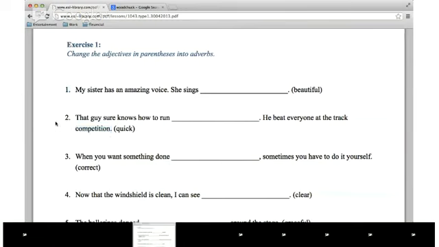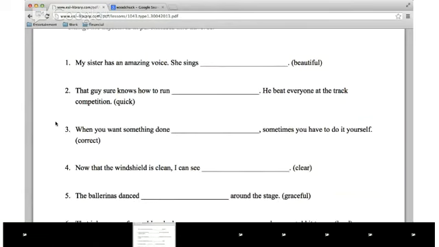My sister has an amazing voice. She sings beautifully. Good, beautifully.